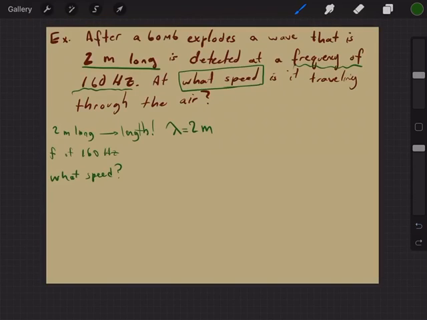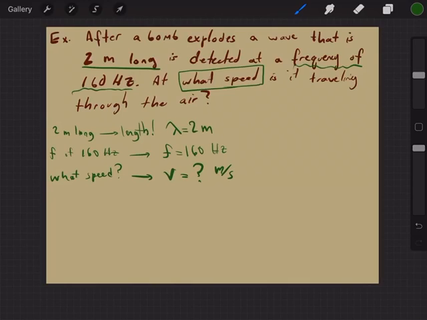The second thing that we saw, the frequency of 160 hertz, well, that tells us the frequency is 160 hertz. Excellent. That was pretty straightforward. And what do they want to know? They want to know speed. So what is speed? And since these are standard units, I'm going to go ahead and assume it's going to be in meters per second.